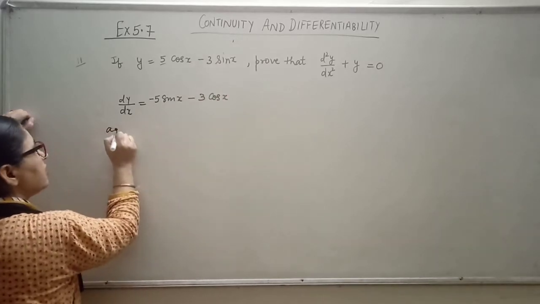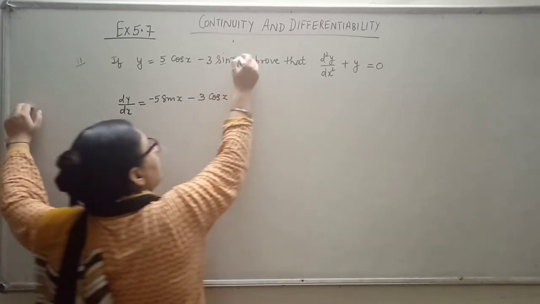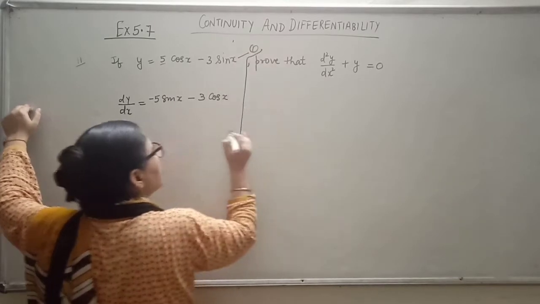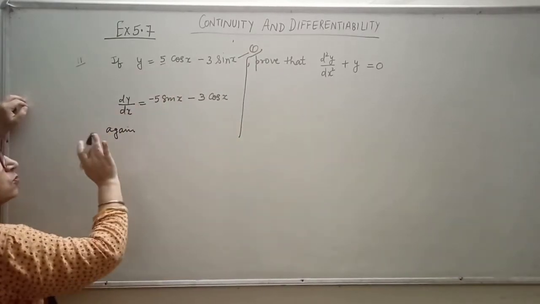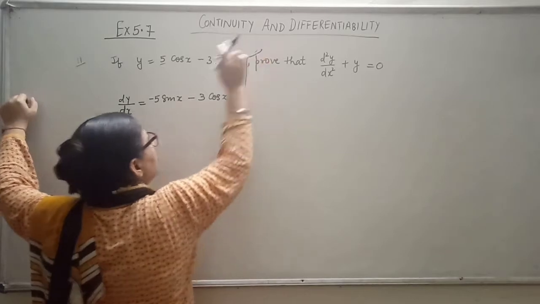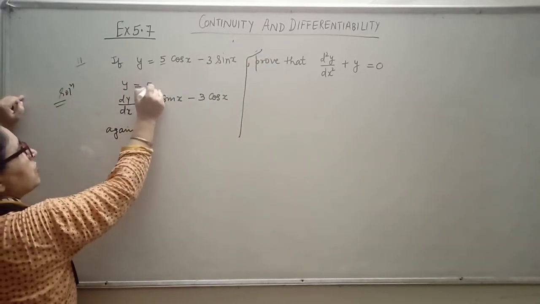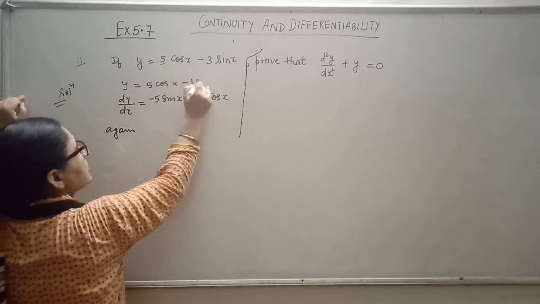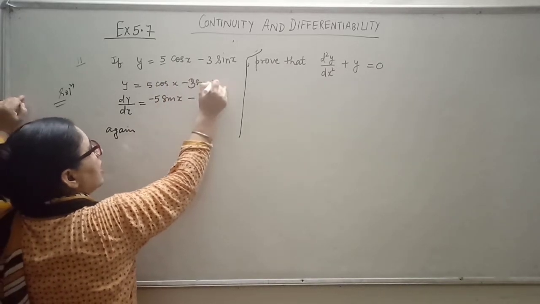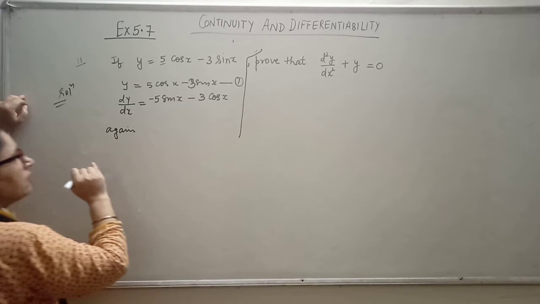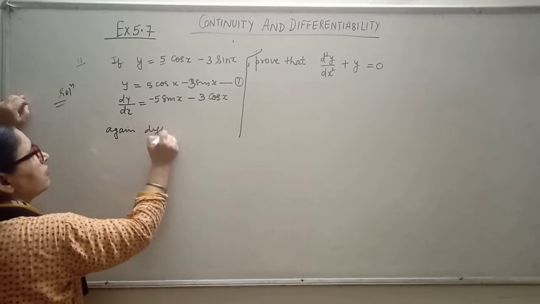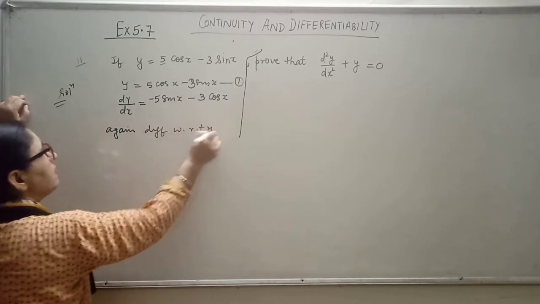Again differentiating it with respect to x. Okay, name this as 1, whatever the question is, name that as 1. Suppose I write it from here, suppose my solution has started here. This is y equal to 5 cos x minus 3 sin x, and I have named it 1. Okay. Again differentiating with respect to x, then it becomes this.